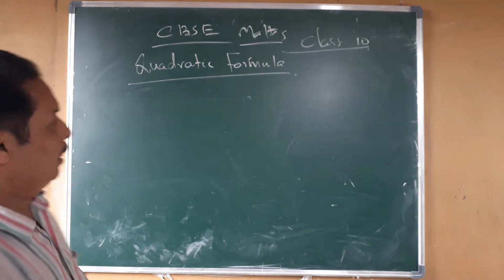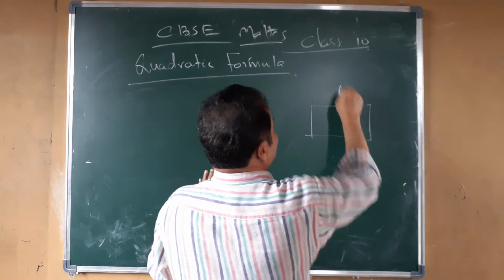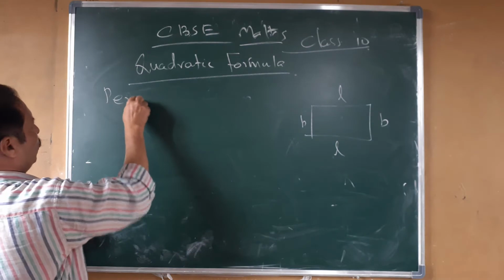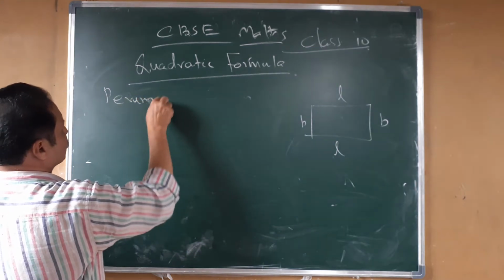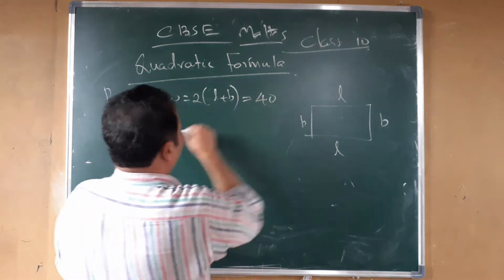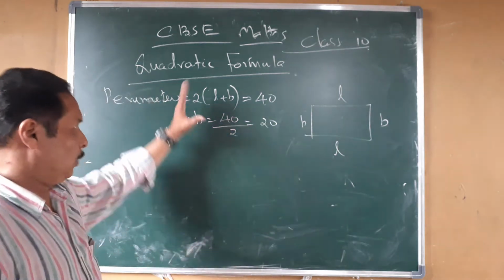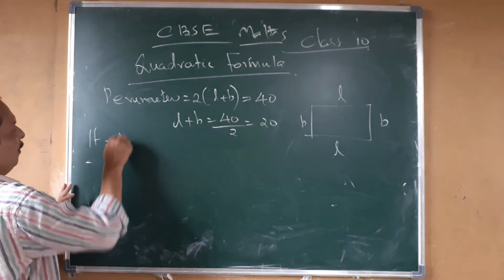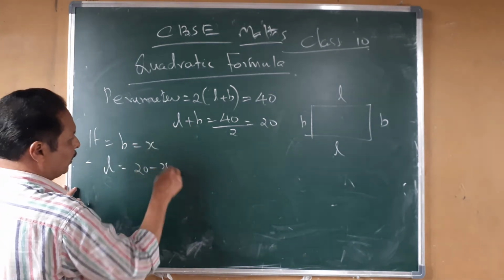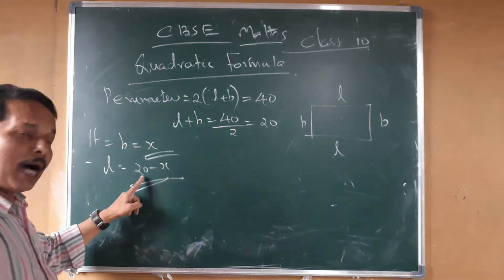Let this be the figure. If one side is length, this is breadth, again length, then breadth. So perimeter equal to 2 into (L plus B), which you already studied, and it is given as 40. So L plus B is 40 divided by 2, that is 20. If B or L equal to x, then automatically the other one is 20 minus x. They added to get 20. If one of them is x, the other one is 20 minus x.